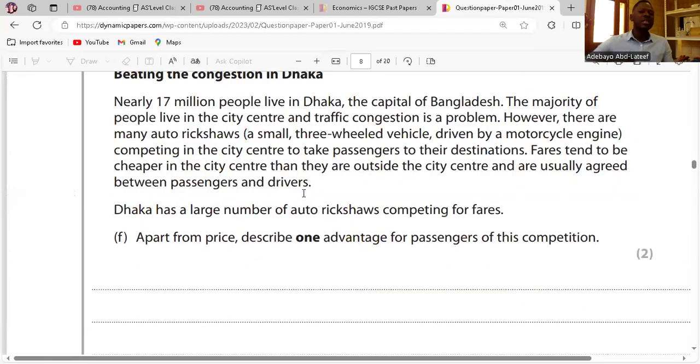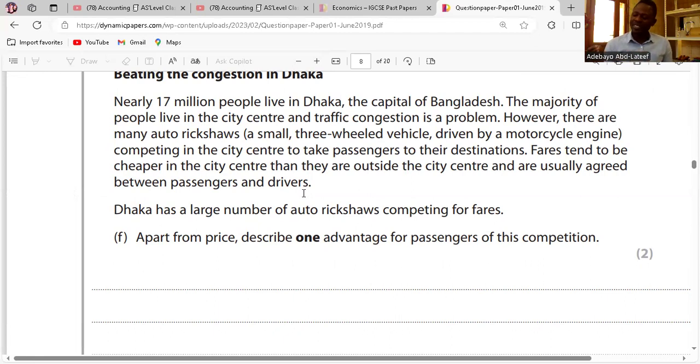Nearly 70 million people live in Dhaka, the capital of Bangladesh. The majority of the people live in the city center. The case study is there for us to read, but it's going to take time reading. So they said Dhaka has a large number of auto rickshaws competing for fares. Apart from price, describe one advantage for passengers of this competition.